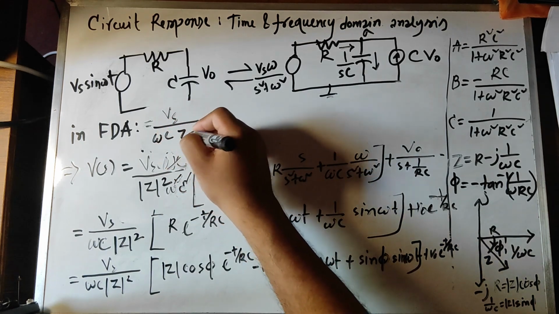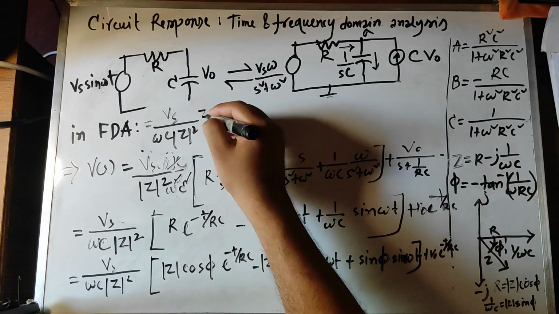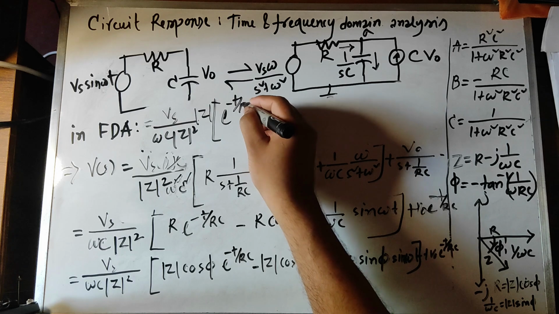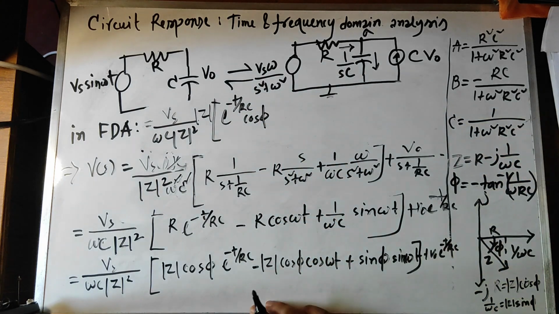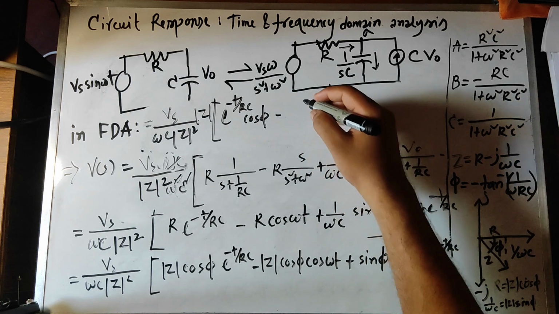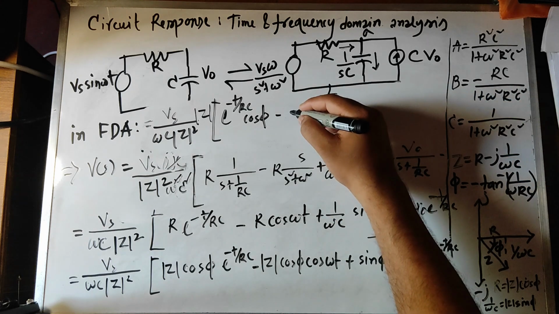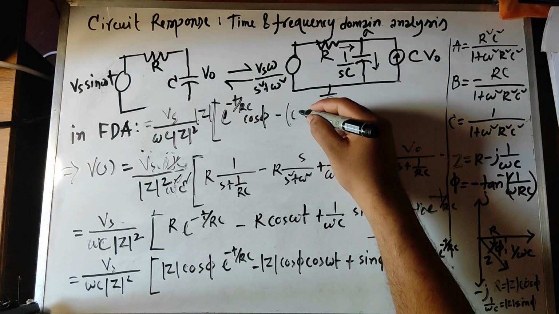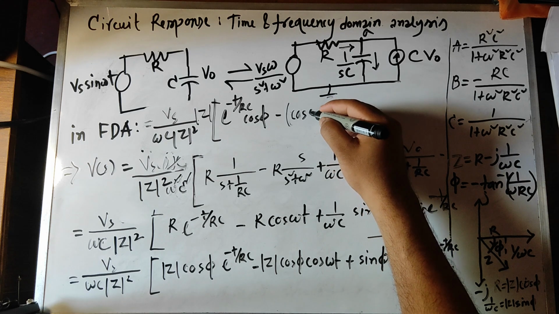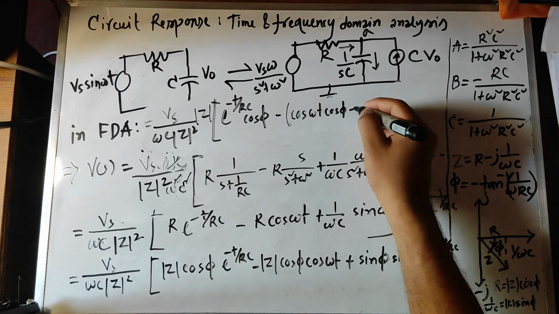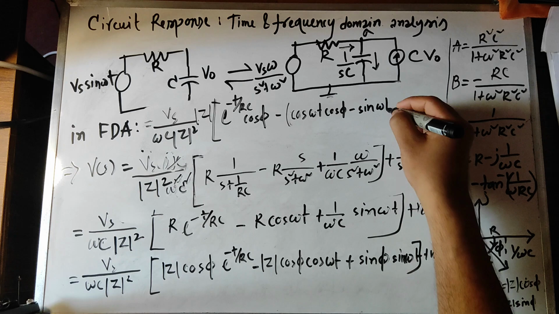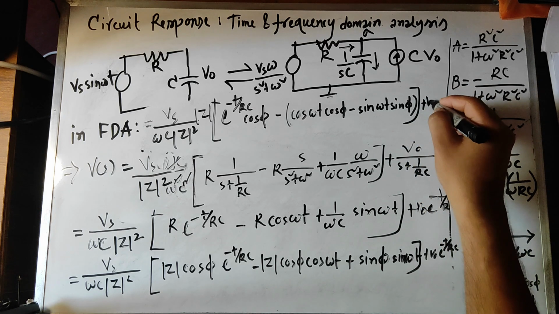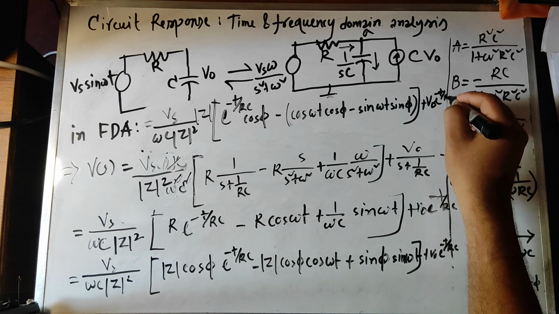Vs by omega c z square, we have common out z, the magnitude part, leaving us with e to the power minus t by rc cos phi minus, let us make this common, take the minus out, so cos omega t cos phi minus sin omega t sin phi, plus vo e to the power minus t by rc.